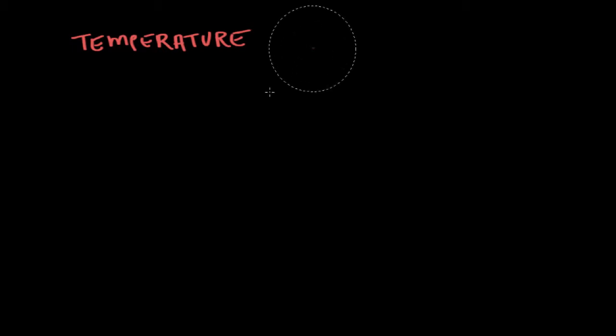So all bodies and systems possess a property called temperature. And most commonly, temperature is used to refer to how hot or cold something is, but the real sciencey definition of temperature is that it's a measure of the average kinetic energy of the particles in a system.